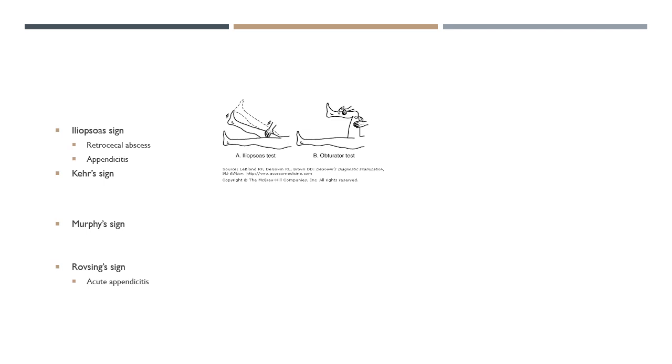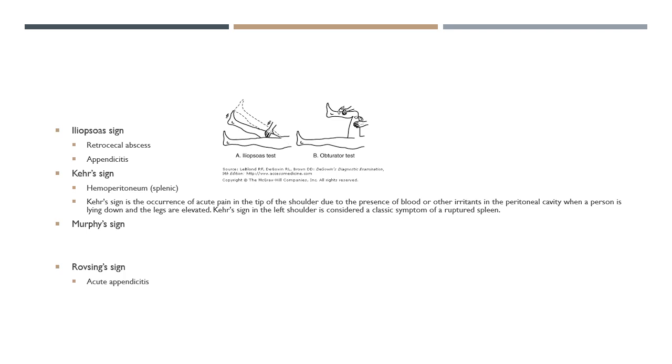Next, you have Kerr sign. So what is Kerr sign? Kerr sign represents the hemoperitoneum, specifically referring to a splenic rupture. So Kerr sign is the occurrence of acute pain in the tip of the shoulder due to the presence of blood or other irritants in the peritoneal cavity when a patient is lying down and the legs are elevated. Kerr sign in the left shoulder is considered a classic symptom of a ruptured spleen.